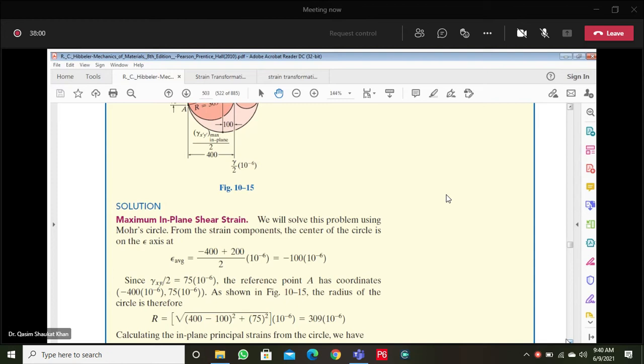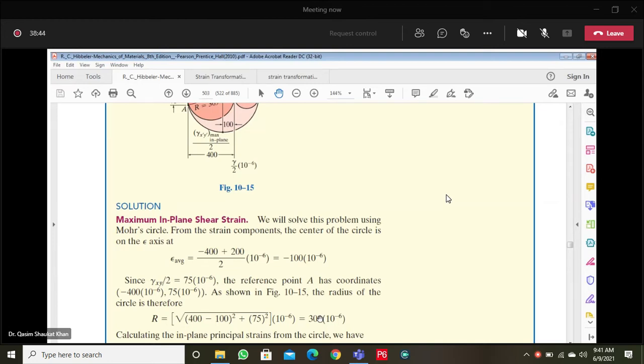Sir, it's 309.2 micro. In the case of strains, you can see it is 309 into 10 raised to the power minus 6, which means 0.000309. I would prefer if you just keep it to one decimal place: 309.2 microstrains. Microstrains means 10 raised to the power minus 6. So 309.2 microstrains.